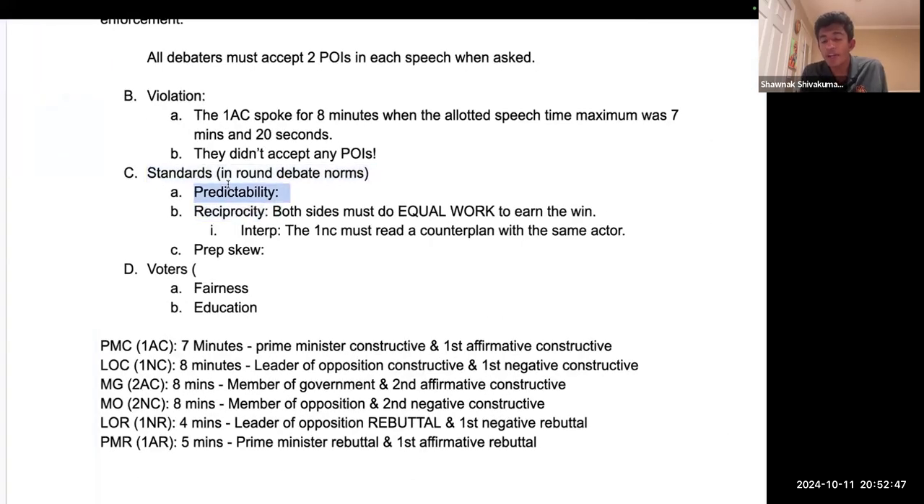Standards, why do I care about predictability? Why do I care that I can predict something? Because it's fair, because it gets us more education. And the rationale for this is fairness. If the game is unfair, nobody will play the game.